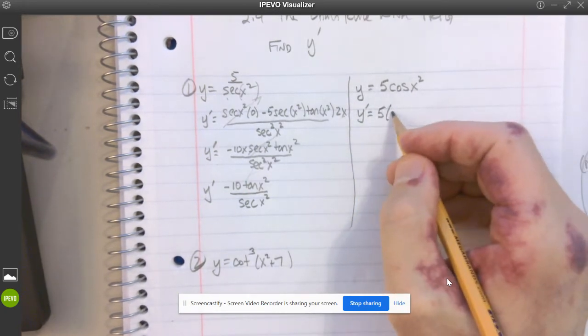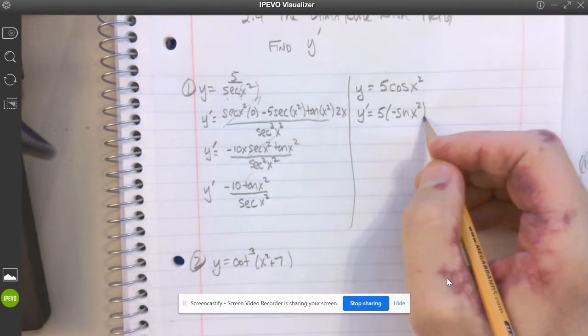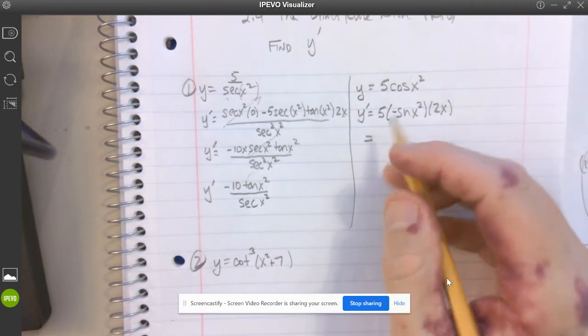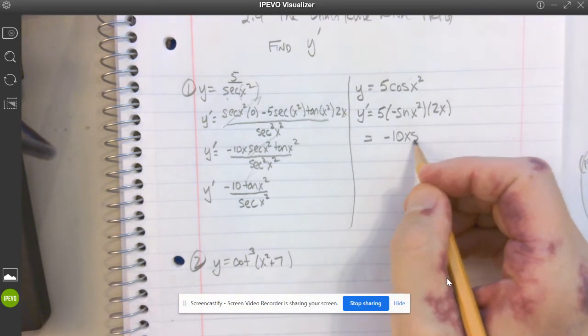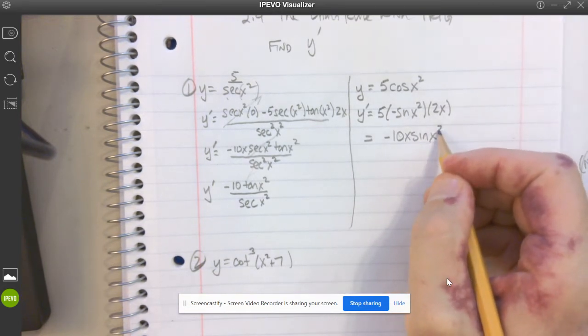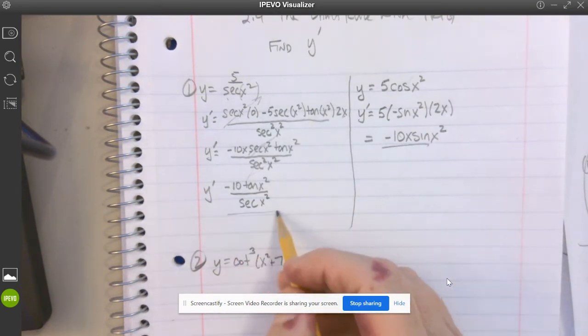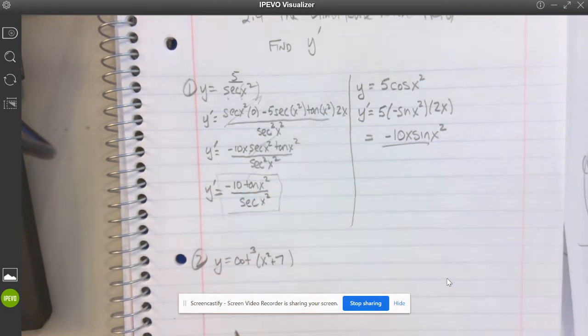The derivative of cosine is negative sine. Leave the inside alone. Times derivative of the inside, which is 2x. Multiply everything together, we have negative 10x sine of x squared. So that's our answer. This must be the same as this. I forgot my equal sign here.